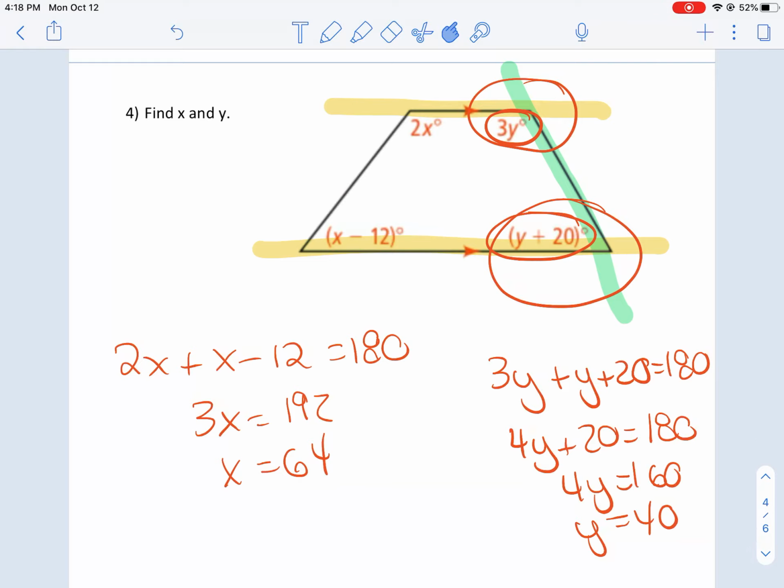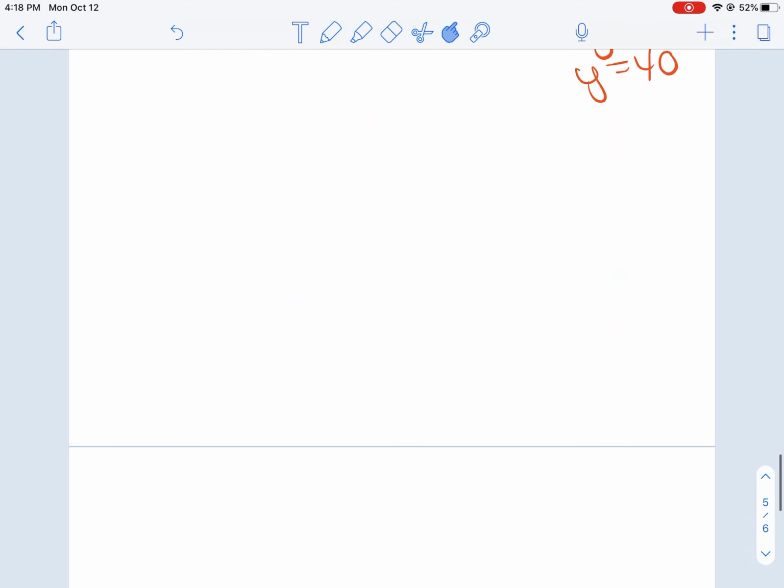Okay, and again, really identifying which are the parallel lines and transversals that are going to be useful for you.